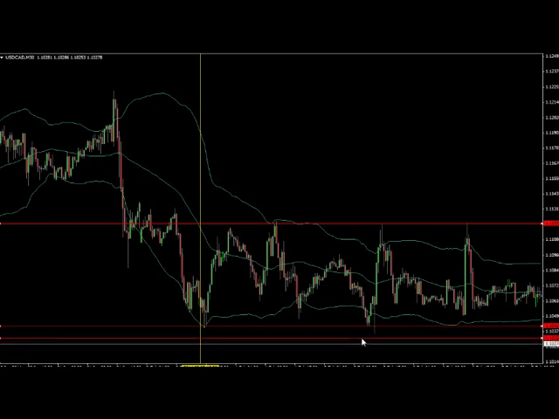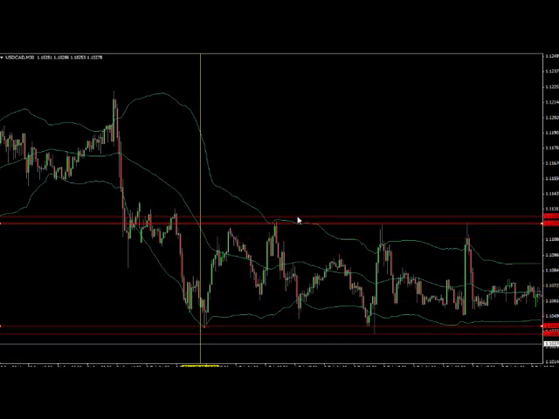So just give it a bit of a buffer, have it at least break down below this point before continuing, or before deciding to make your trade, and also do the same up here. So it gives you a nice little buffer to make sure that you're not getting in any sort of false trades, and continue watching this until you get to those levels.